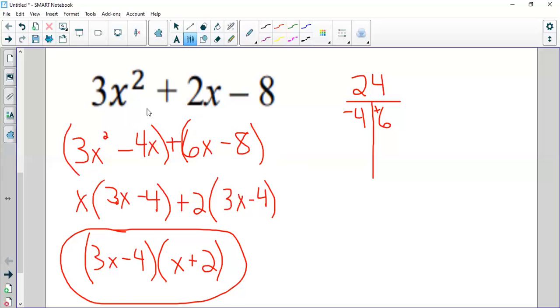Factoring by grouping using the a times c and then grouping is the most traditional method to do these. So give it a shot and see how it goes. Have fun.